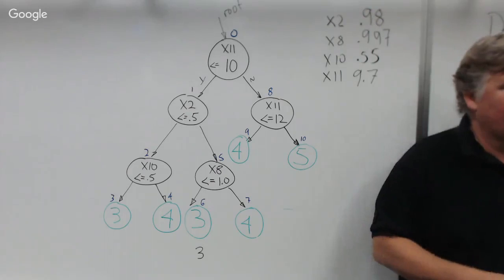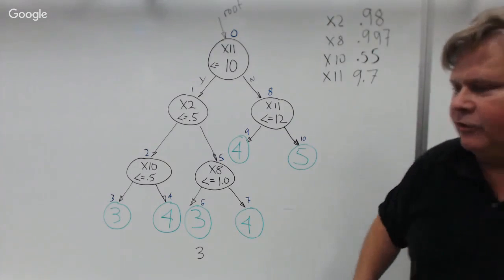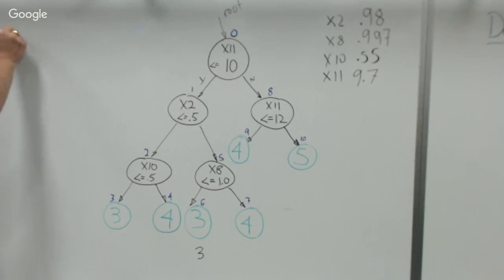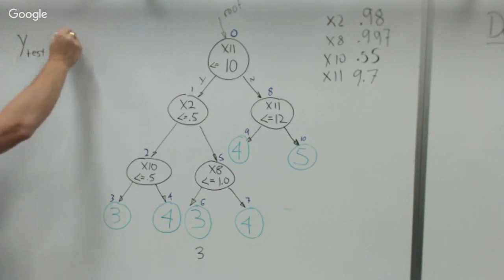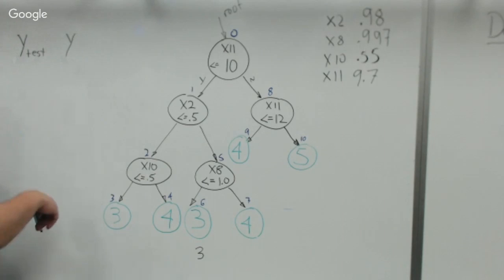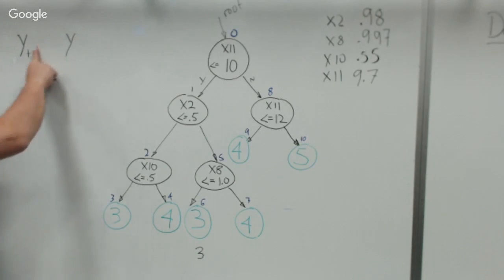So let me put it another way. The result that we get out of this test is, we have Y, I'll call it Y test, and Y, what do we usually call it, Dave? The true one? Actual. Okay. Predicted and test.